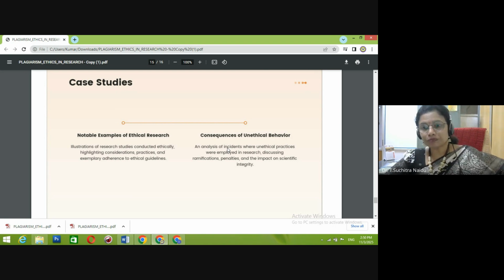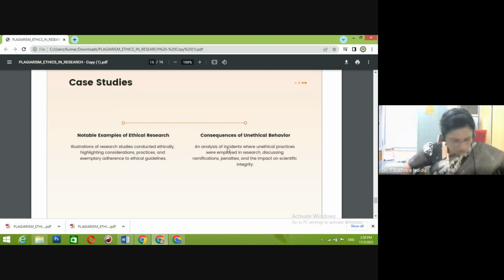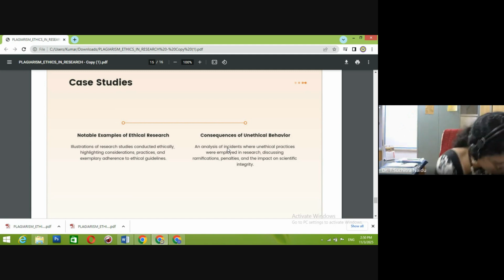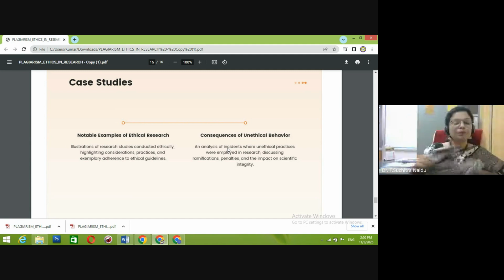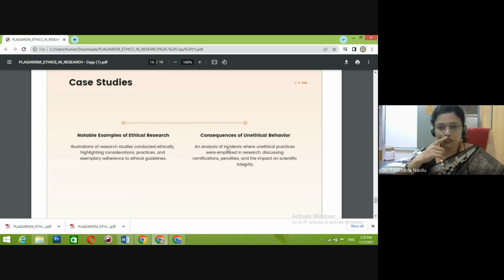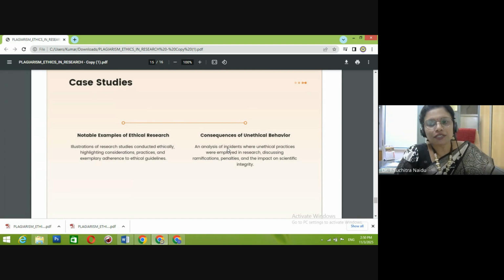Then anonymity. Anonymity means sometimes, as I told you, in the case of the patient, try to keep the particulars of the patient confidential. Okay, don't try to reveal his personal details. Okay, then confidentiality.